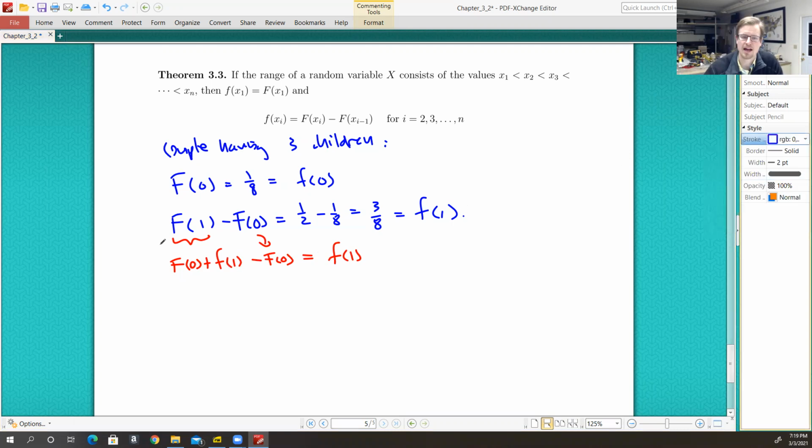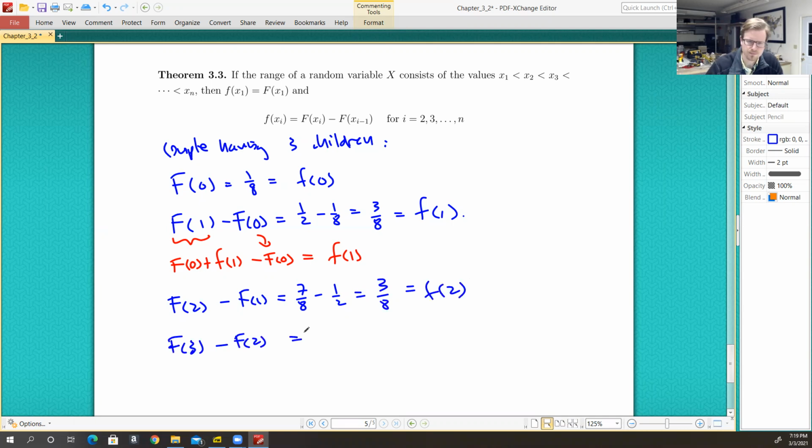And that's exactly how this continues on. So F of 2 minus F of 1 is equal to 7/8 minus 1/2, which is also 3/8, which is the probability of having exactly 2 girls. And then F of 3 minus F of 2 was 1 minus 7/8, which is 1/8, which again is the probability, as we already saw, of having exactly 3 girls.